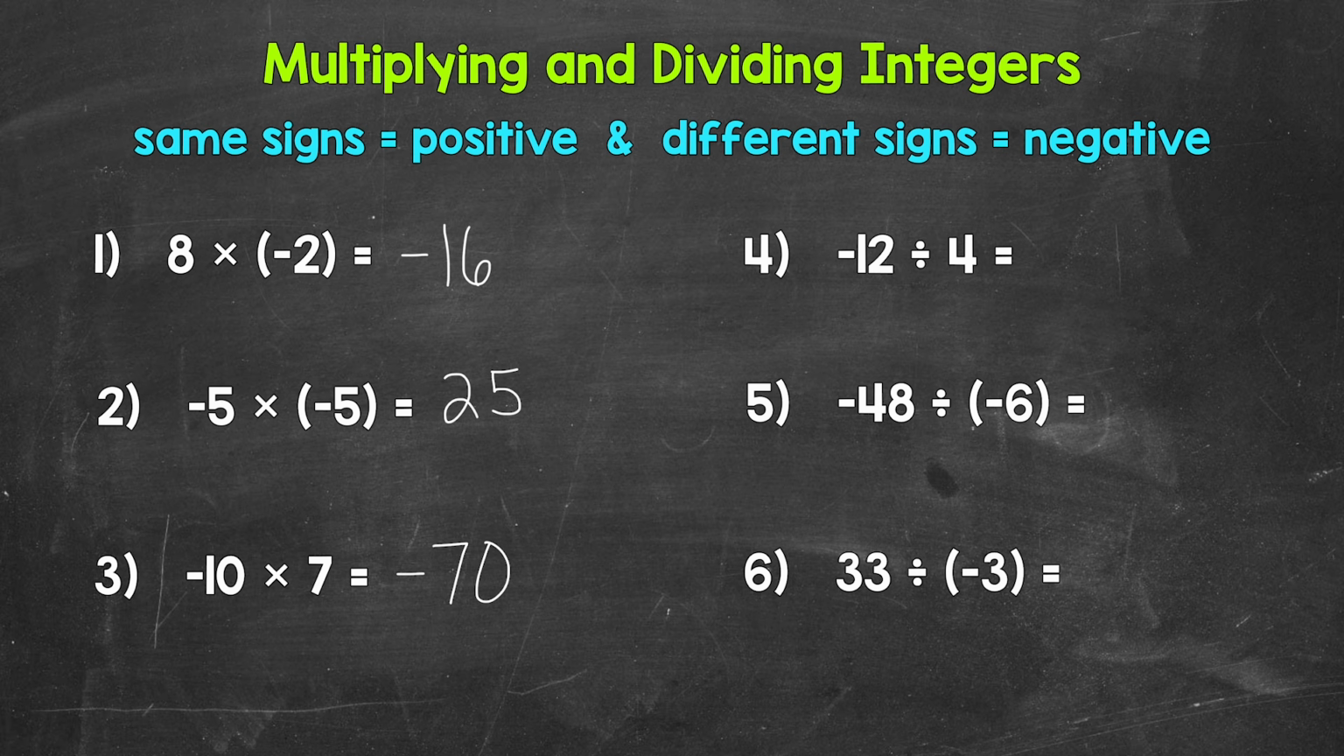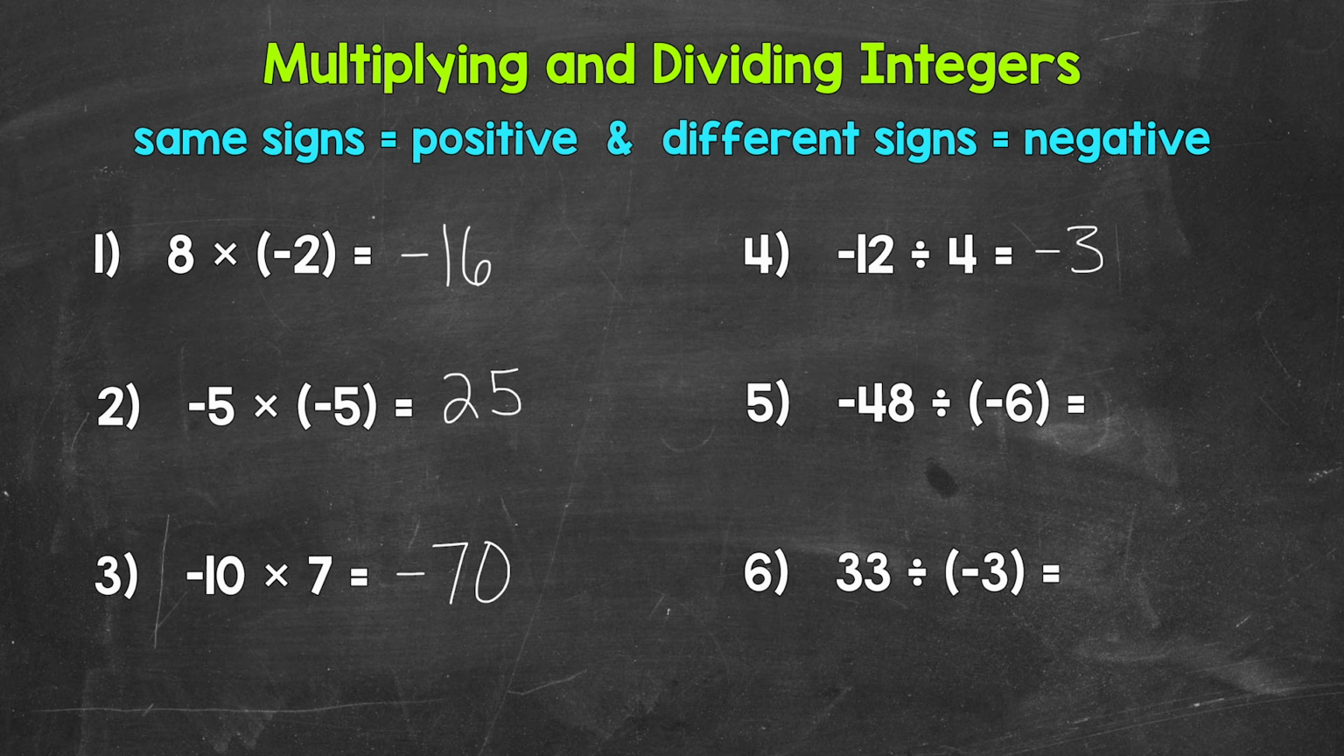Taking a look at number 4, we have negative 12 divided by 4. And we're going to do the same thing here that we were doing with multiplication, except we are dividing. So looking at this problem, we have different signs, a negative and a positive. That means our quotient, our answer, will be negative. So all we need to do here is think 12 divided by 4 is 3. And again, since we have different signs, this is negative. So our answer here, negative 3. Negative 12 divided by 4 equals negative 3.